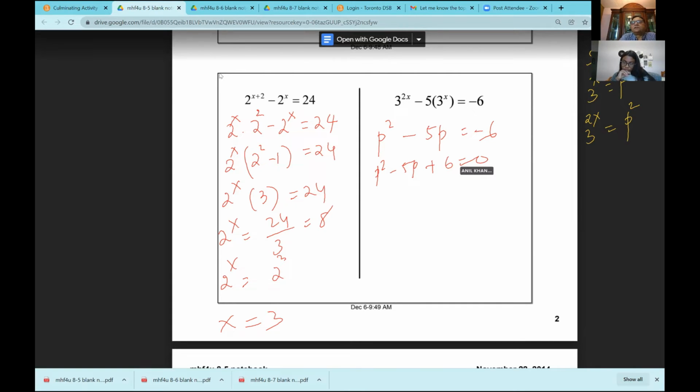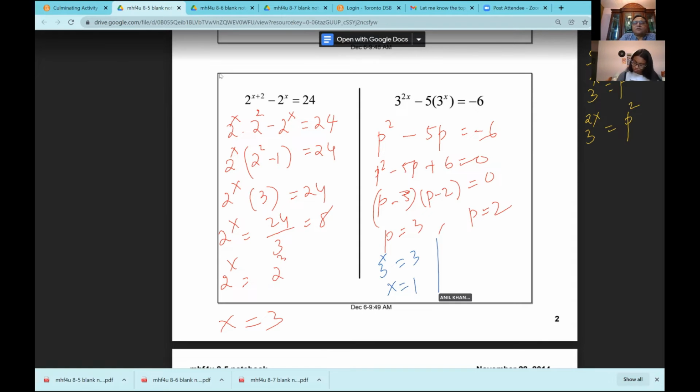You can factor. 3 times 2 is 6. Minus 3 minus 2 will give you minus 5. So p minus 3 times p minus 2 equals 0. So p is equal to 3 or p is equal to 2. That becomes your answer. But you have to find x. So what we get here is 3 to the power of x equals 3. That gives you x equal to 1, correct? 1 value. The other one is 3 to the power of x equals 2.